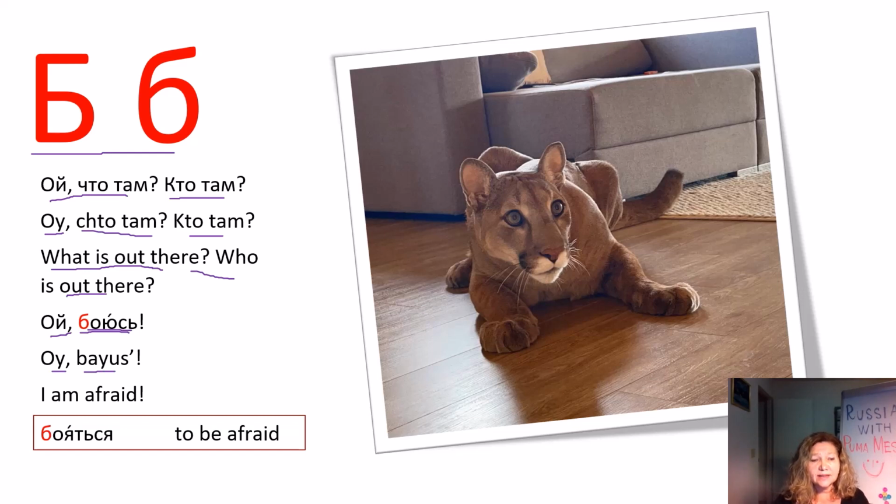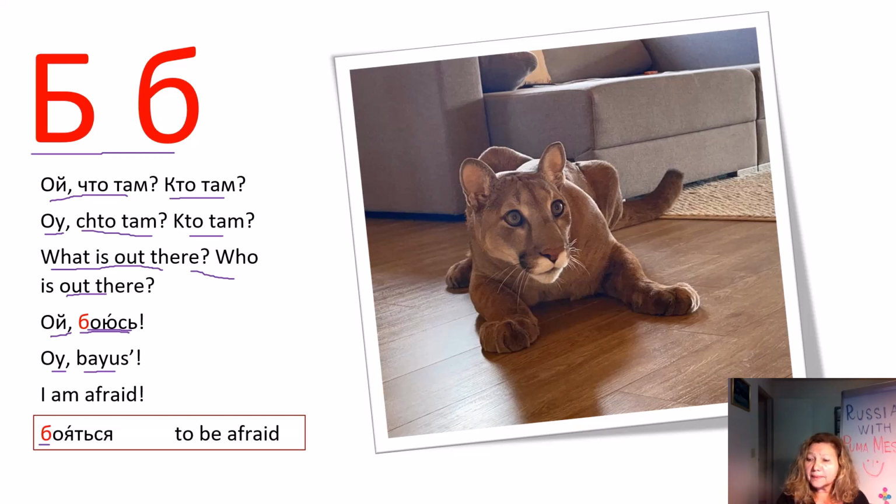This is our letter. I'm afraid. Бояться. To be afraid. The verb starts with the letter B. B, B, B. And now let's take a look how to read this word in Russian.